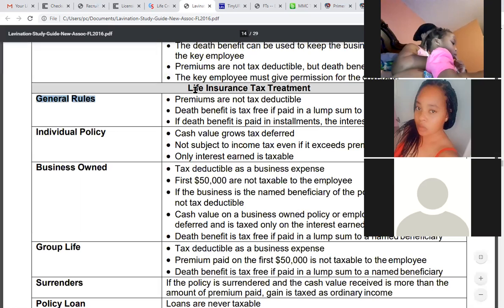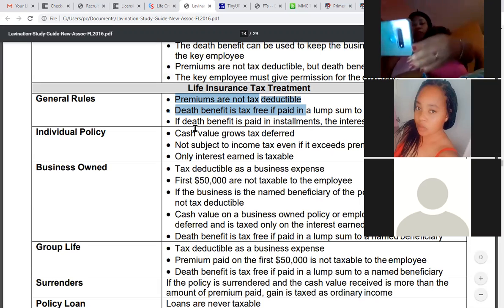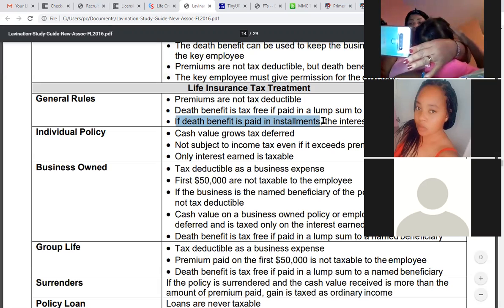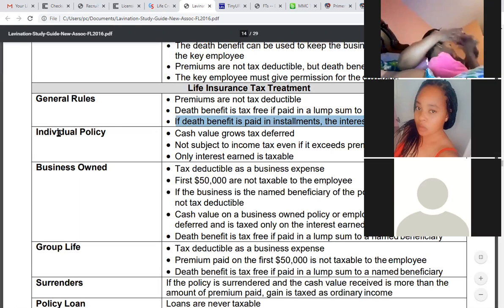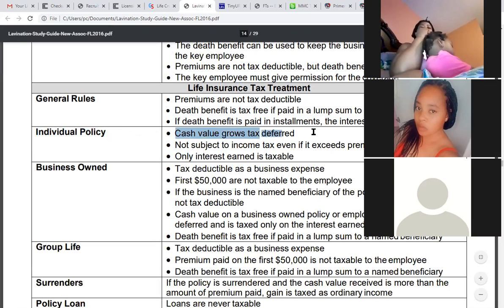General use. Okay. Life insurance tax treatment. Premium is not tax deductible. Death benefit is tax free if paid in a lump sum to the beneficiary. If death benefits are paid in installments, the interest earned is taxable. We covered that already. That's review for you guys. What about an individual policy? Cash value grows tax deferred. If they ever ask you how the cash value grows on an individual policy, it grows tax deferred. You don't have to pay taxes until you withdraw the money. It's not subject to income tax even if excess premium is paid. Only interest earned is taxable on an individual policy.